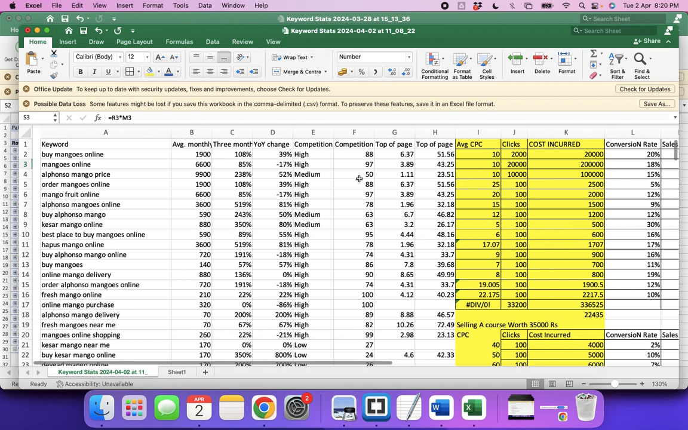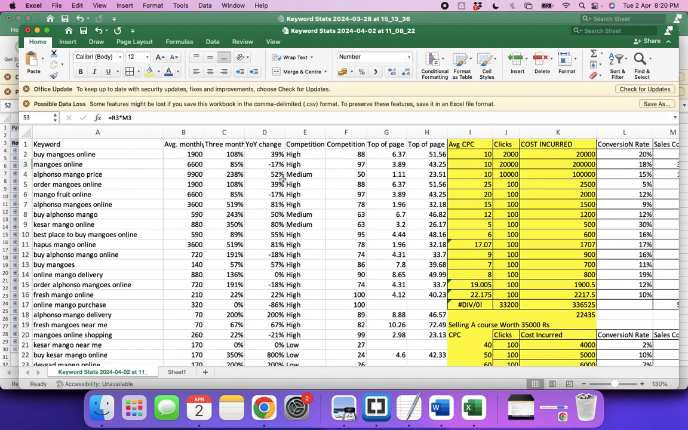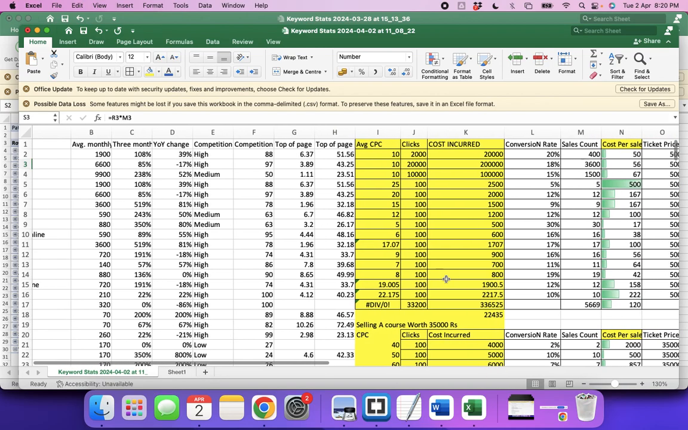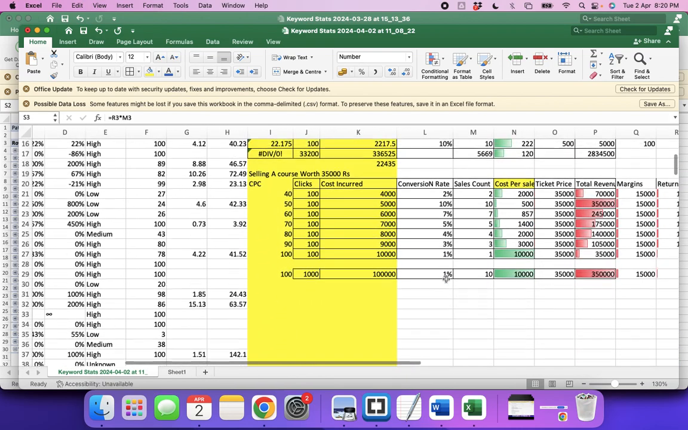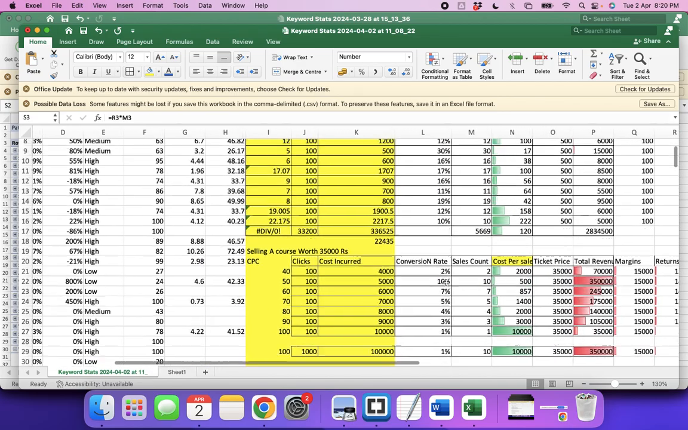Okay, so you all got a proper understanding now of what kind of keywords work, right? On the basis of this, you will launch the campaigns. Let's get started. Let's launch one campaign. Anybody has any questions with regard to this sheet? With regard to these calculations?